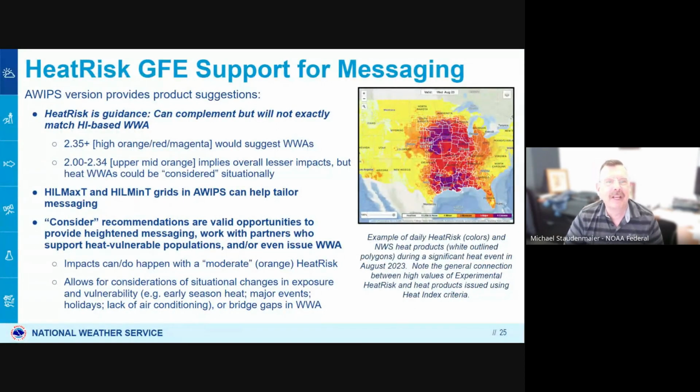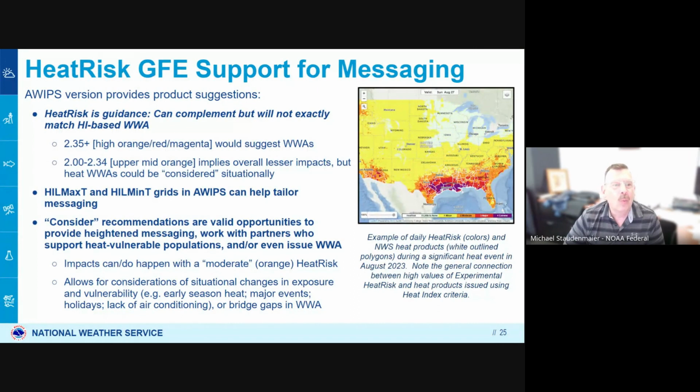There's several tools available to the local meteorologist in the form of grids within the local GFE. One of these is a product recommender, which provides a zone-based recommendation to issue a heat product or to consider the situation more closely for the potential of issuing a product based on the mean 24-hour heat risk value in that zone. We've been using this approach in the Western US for over 5 years now.